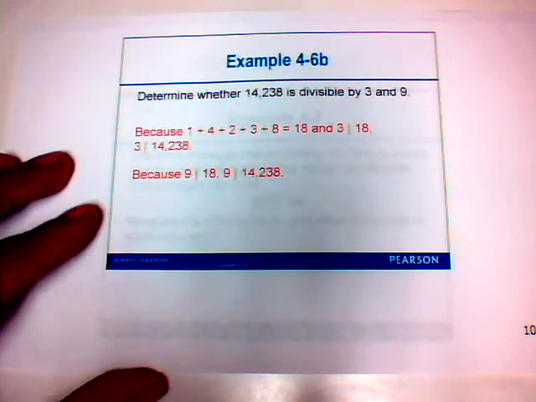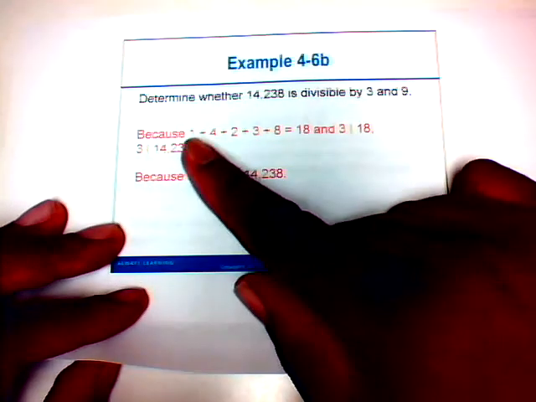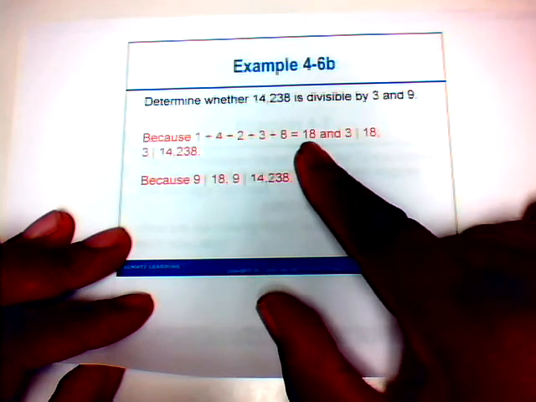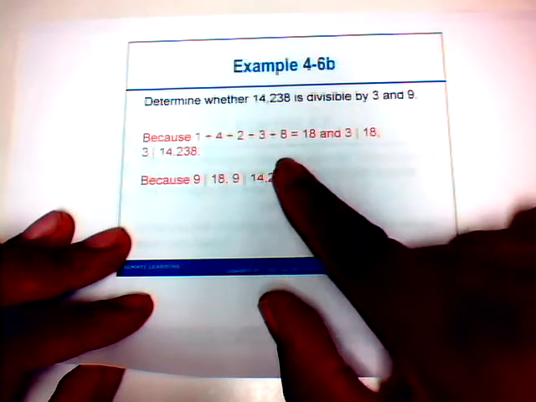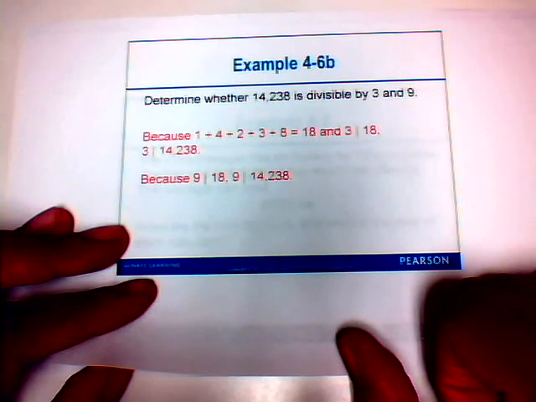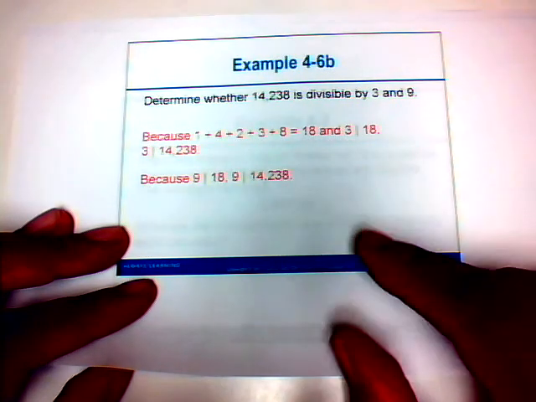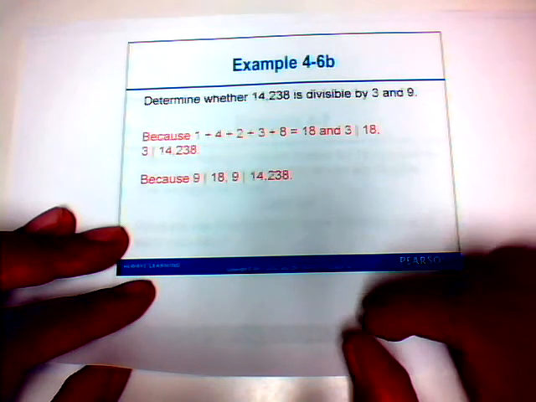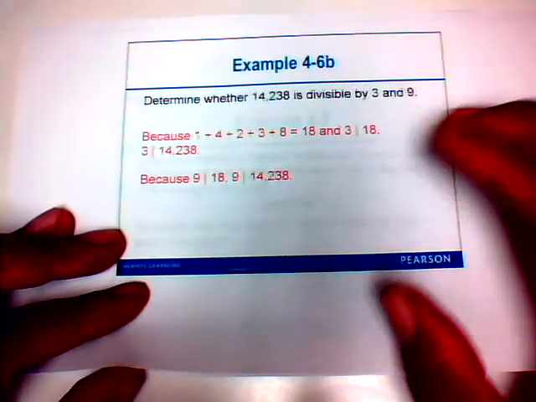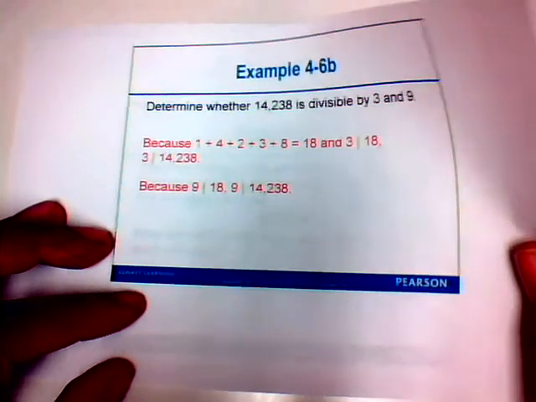Determine whether 14,238 is divisible by 3 and 9. Okay, it's divisible by 3 because if we add the individual digits in this number, 1 plus 4 plus 2 plus 3 plus 8, you'll get 18. 18 is divisible by 3, so 14,238 is divisible by 3. Also, it's divisible by 9 because that sum that we came up with is 18. 18 is also divisible by 9. So 14,238 is also divisible by 9. So we can see that 14,238 is divisible by both 3 and 9.